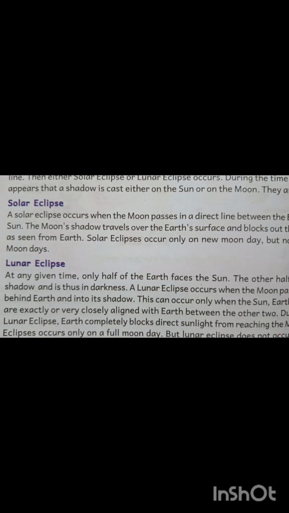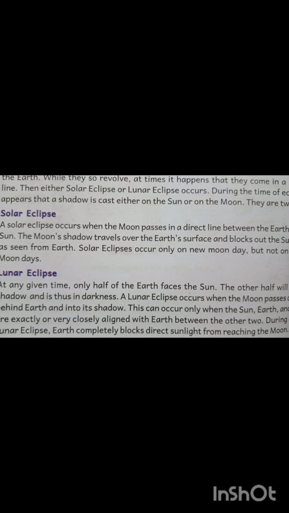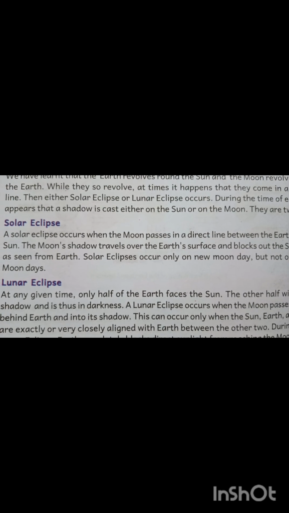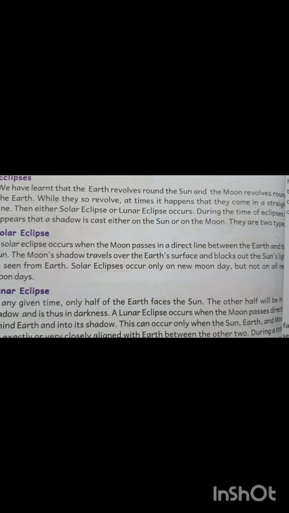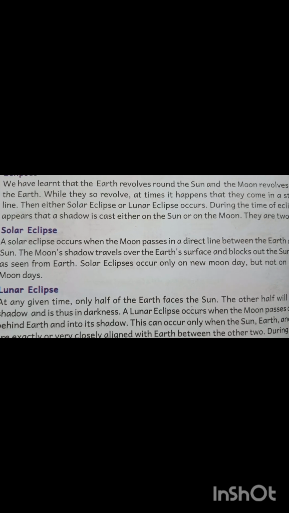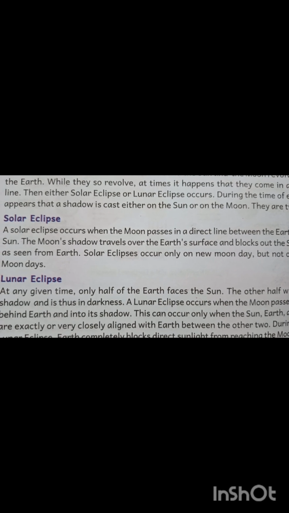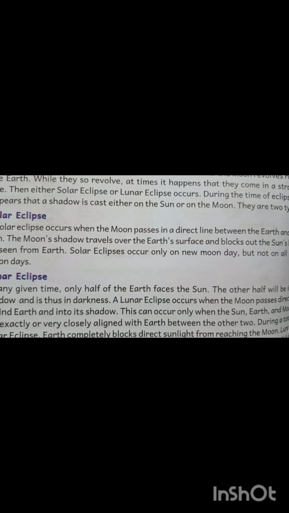Solar eclipse occurs when the moon passes in a direct line between the earth and the sun. The moon's shadow travels over the earth's surface and blocks out the sun's light. As seen from the earth, a solar eclipse occurs only on new moon days, but not on all new moon days.